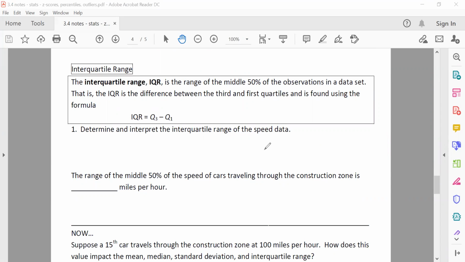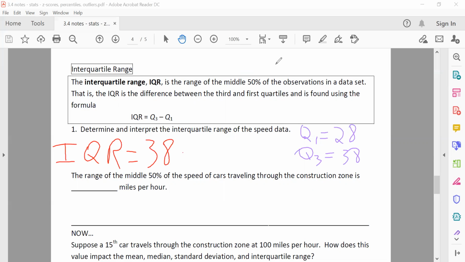For the speed data, not the movie with Sandra Bullock and Keanu Reeves, or the vastly inferior sequel, you'll remember that Q1 for the speed data was 28, Q3 was 38, and now I shall apply my wizardry and compute the IQR, the interquartile range. And look at that, it's just 10. Really, I'm not kidding. It's not a lick more complicated than that.